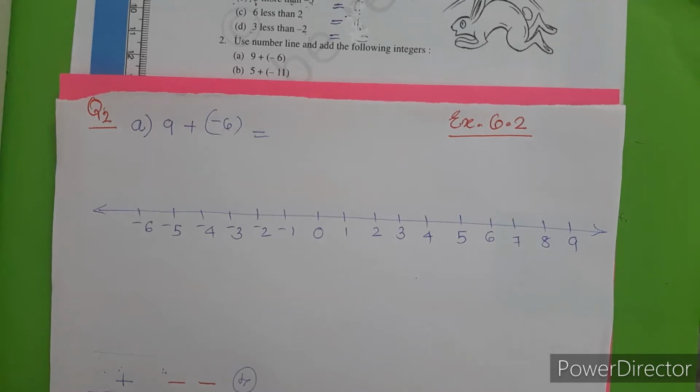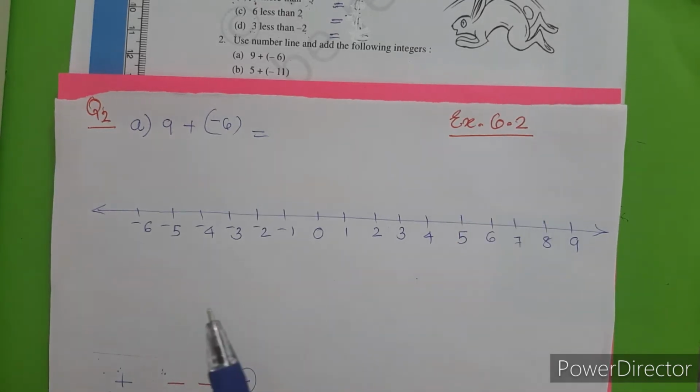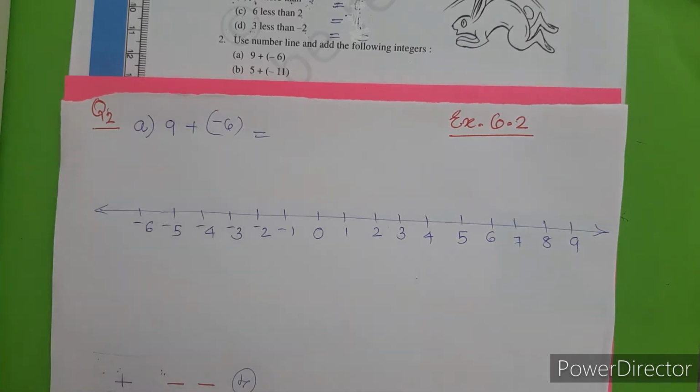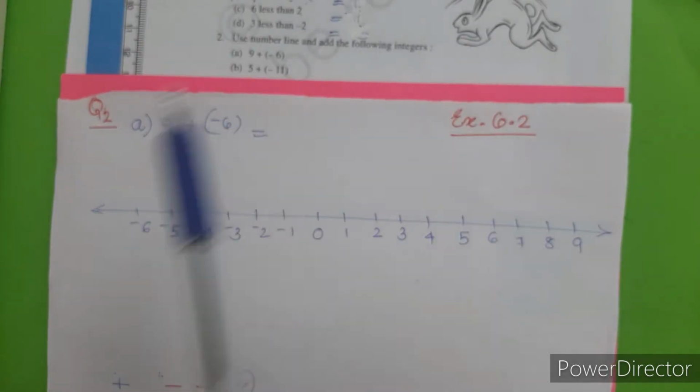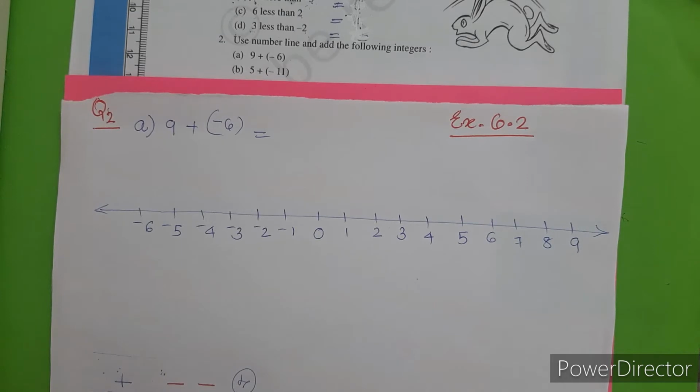We are going to discuss exercise number 6.2 in the chapter Integers, question number 2. The question is: use a number line and add the following integers. In this question, we have to add two integers using a number line. So let us move to the number line.